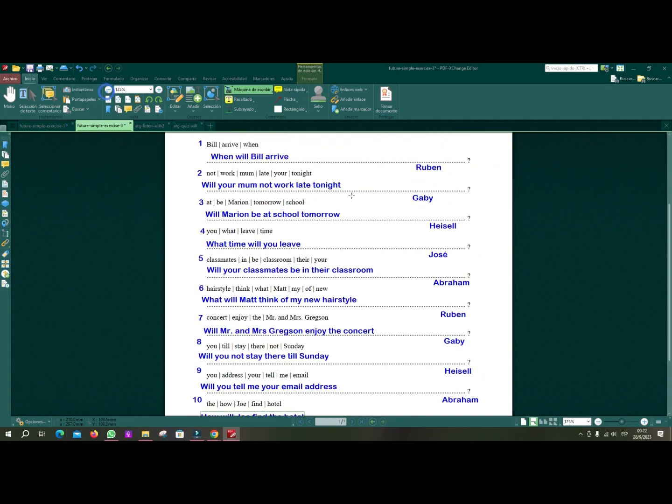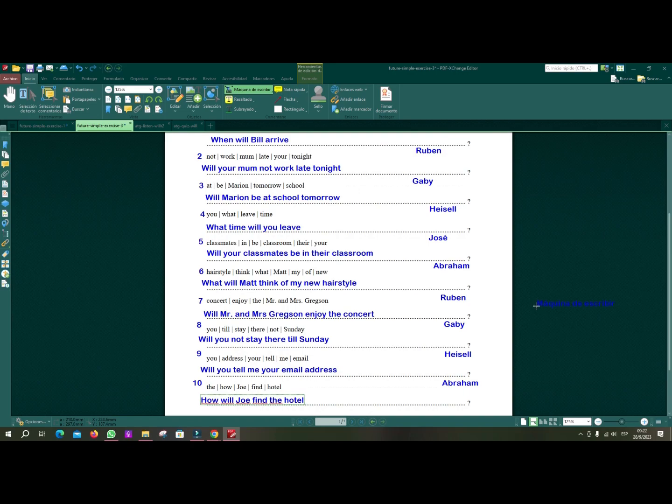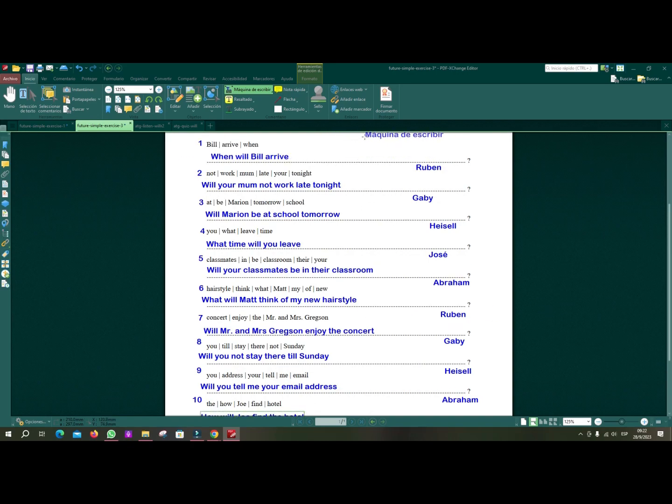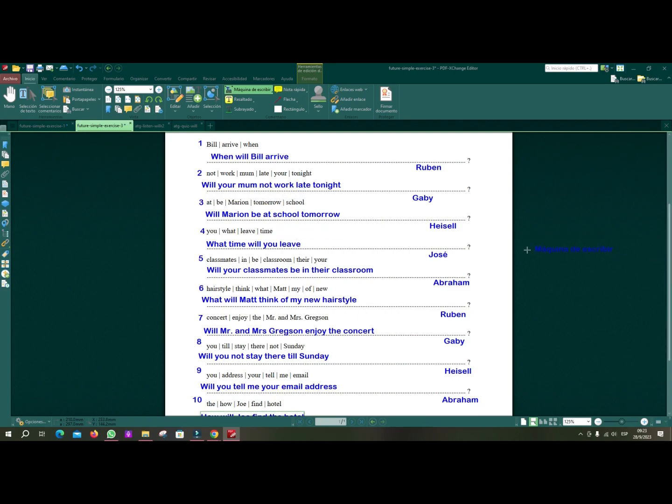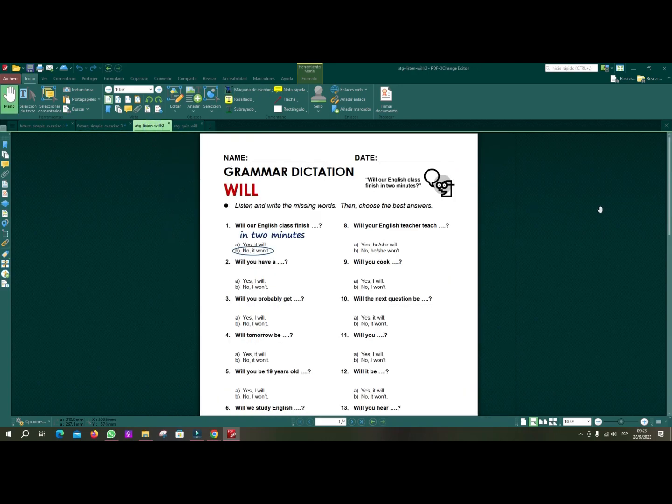Okay, excellent. So there you have the questions, guys. Don't forget the structures. If you have a WH question, first the WH word, then will, then the subject, complement, and question mark. If you have a yes, no question, first will, the subject, the verb, the complement, and question mark. So don't forget that. So let's do another exercise, guys. Here you have dictation.